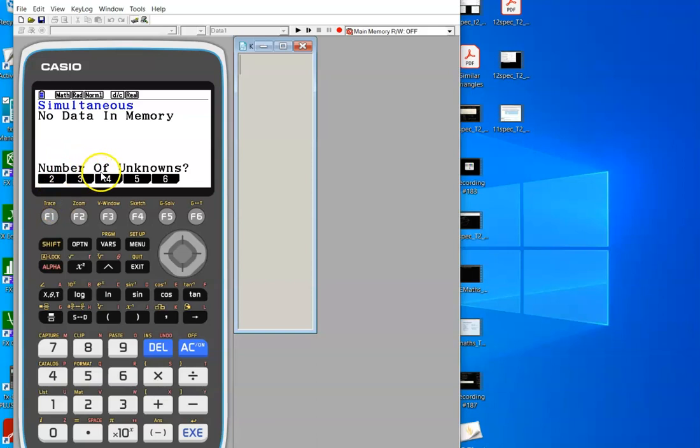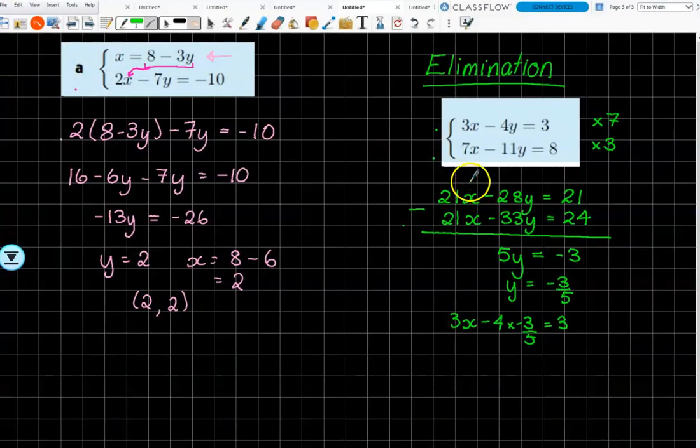Okay, how many unknowns do we have? 2. We've got X, we've got Y, so we press 2. This is what's called a matrix, not the movie, but a matrix. You can see up here, it's telling you what the A, what the B, and what the C is. So if we look at our equations here, we're going to type in 3, -4, and 3.